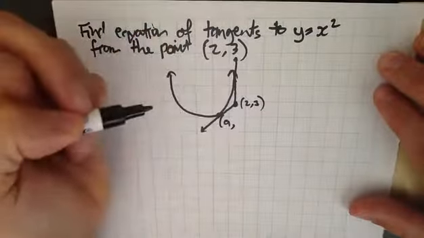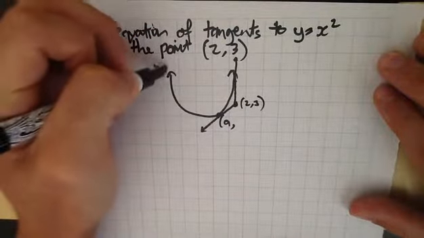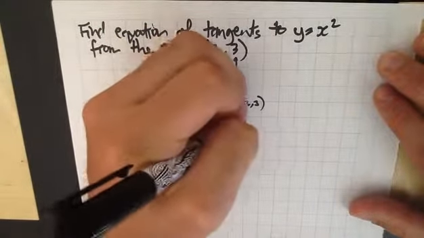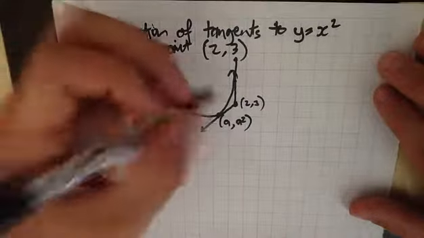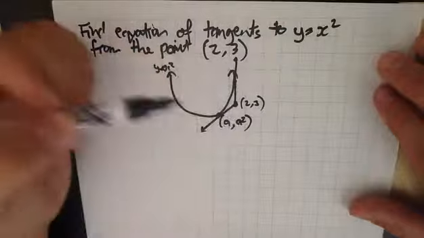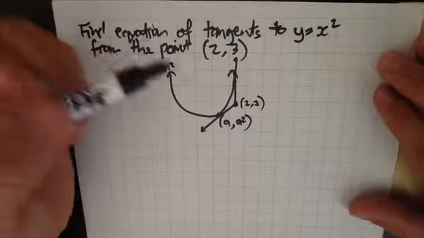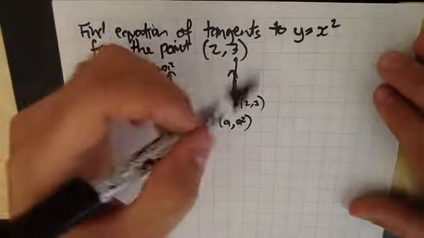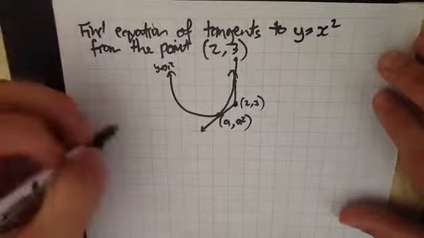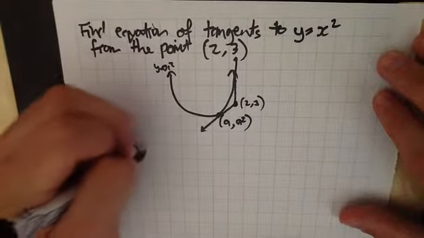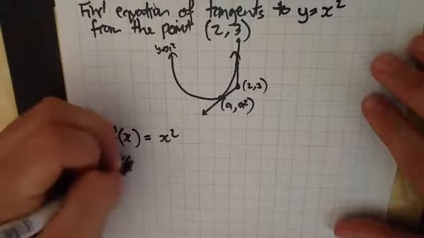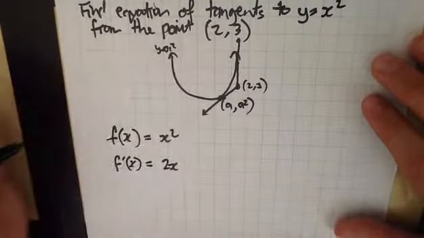And then what would the y value be? If this is y equals x squared, this curve, if my x coordinate is a, then isn't my y coordinate a squared? Do you see that? So I know this point is (a, a squared). I know this point is (2, 3). So here's my function, x squared. Let's get the derivative, like we always do. So that's the slope function.